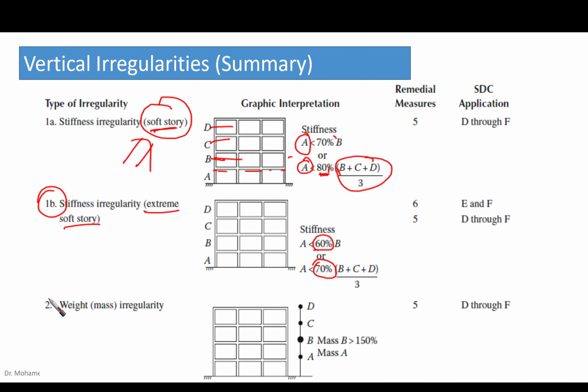For vertical irregularity number 2, the mass is larger than 150%. So if we have the mass here for B, for example, larger than the mass of A by 50%, this means that we have weight or mass irregularity.